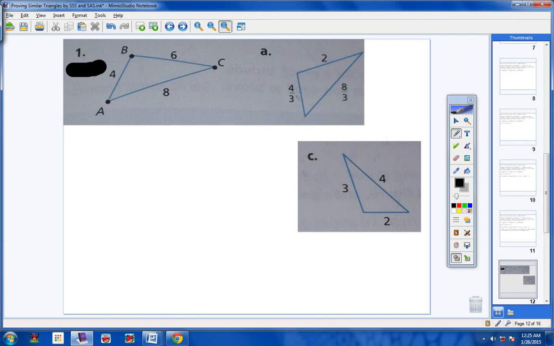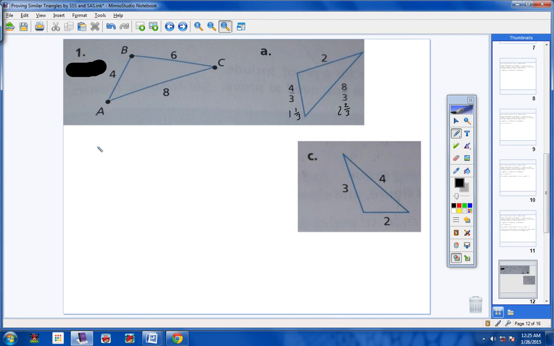Now, 4/3 is 1 1/3. We know that, okay? 8/3 would be 2 2/3, okay? Why are you showing that to us, Mr. Earl? Well, I'm going to show you why. You have to know which sides are the longest sides. Look, we're going to see if this triangle is similar to this triangle, okay?